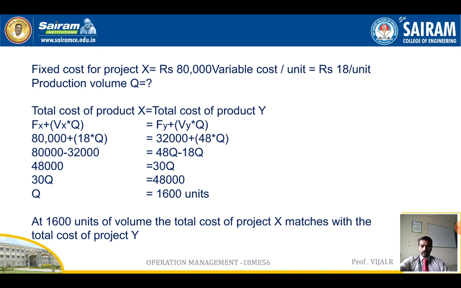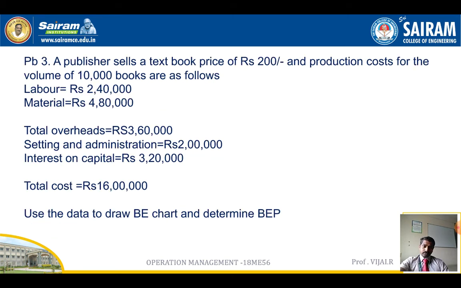So this is what we have to find, how we can use these quantitative formulas. And one more problem here: there is a publisher who sells books for a price of 200 rupees per book, and the production cost for a volume of 10,000 books is given below.